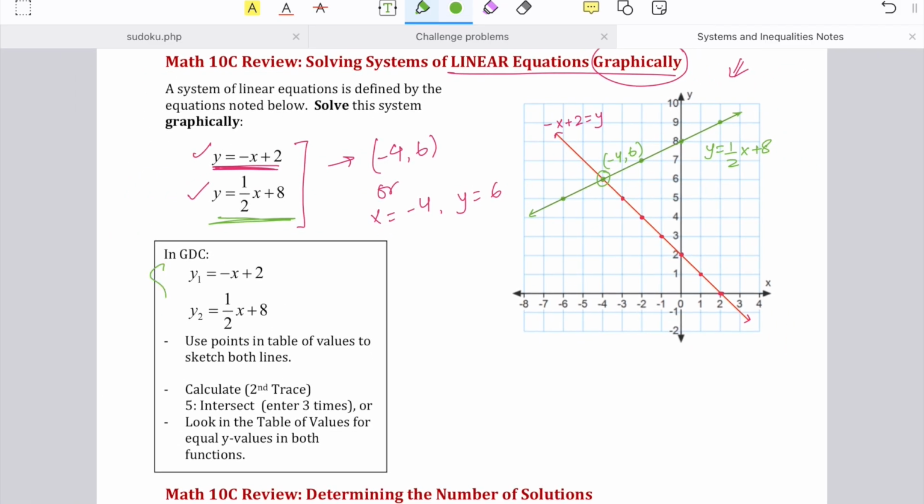And the steps for it are given to you. For y1, put the first equation, second equation, figure out the points on the table by doing second graph. The function for this is second graph. Then do second trace 5 to figure out the point of intersection. And look at the table of values for equal y values in both functions.